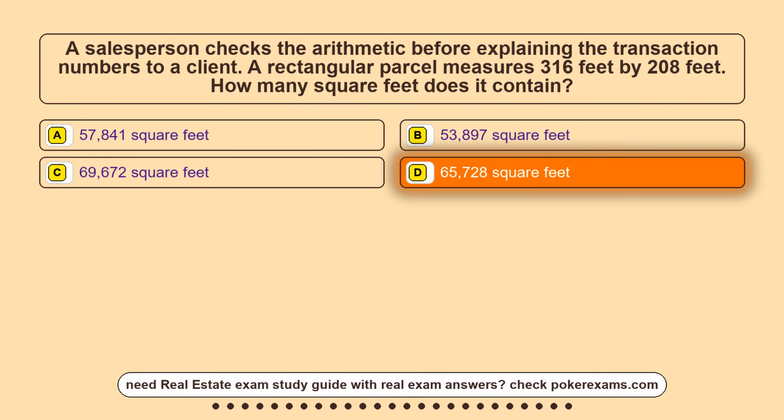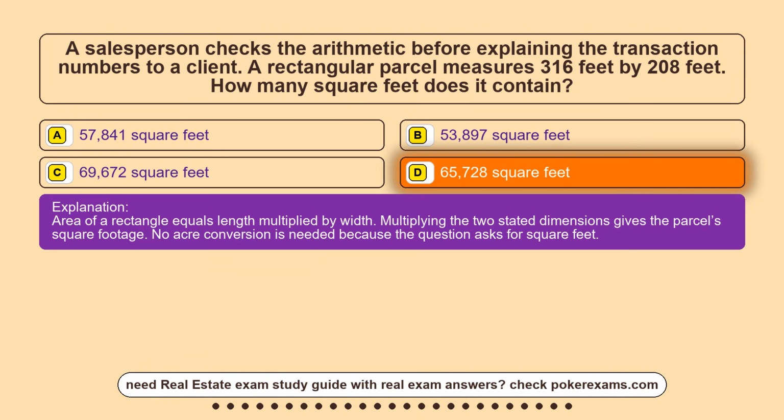65,728 square feet. Area of a rectangle equals length multiplied by width. Multiplying the two stated dimensions gives the parcel's square footage. No acre conversion is needed because the question asks for square feet.